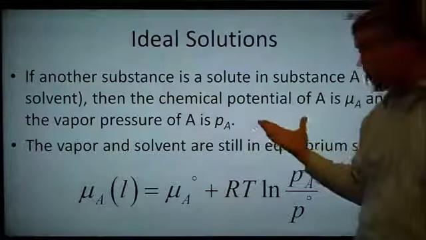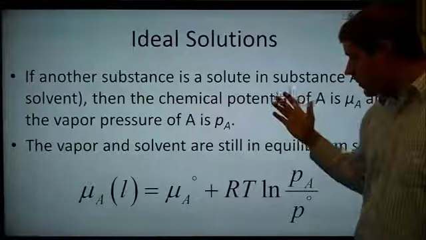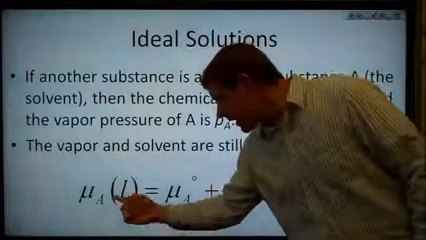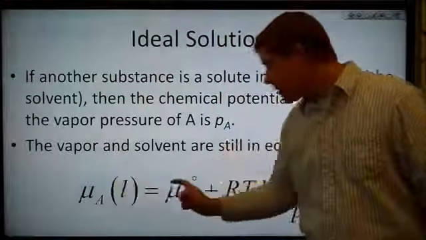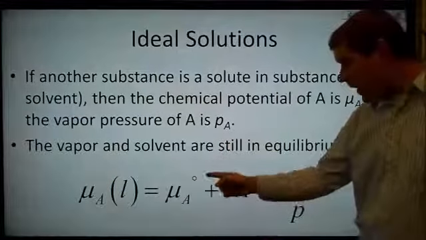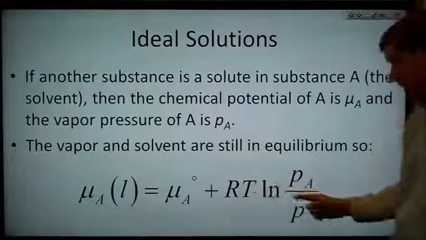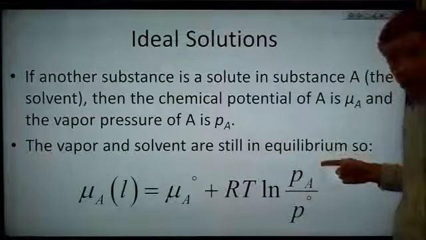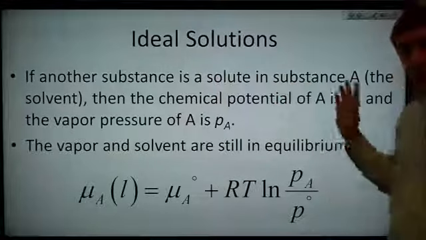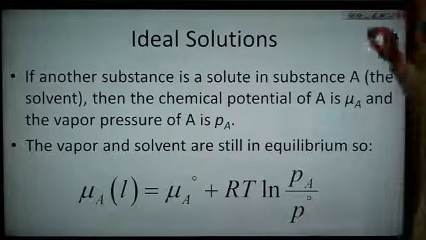And so now we're no longer working with pure A. So now we can say that the chemical potential of A, no longer including the star, in the liquid phase is equal to the chemical potential of A at standard conditions plus R times T times the natural log of our vapor pressure of A in this mixture, so while it's being a solvent, divided by P naught, or standard pressure.